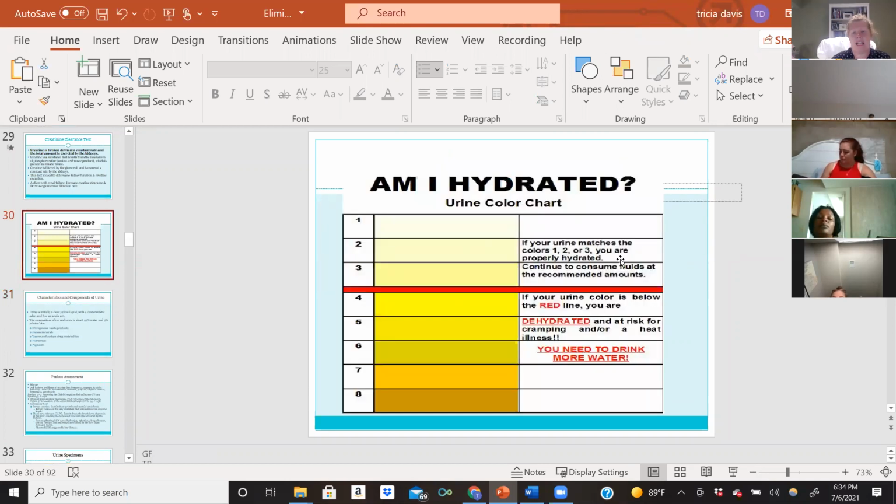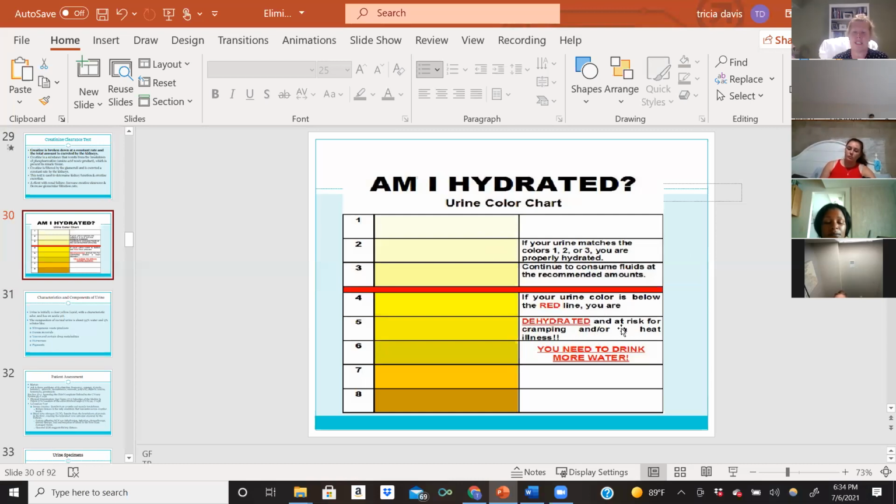So this is kind of like a little guide that you can see. This is what your urine should look like. If your urine matches colors 1, 2, or 3, you are considered properly hydrated. You should continue to consume fluids at whatever's recommended for you. If your urine color is below the red line, you are dehydrated and at risk for cramping and/or heat illnesses.